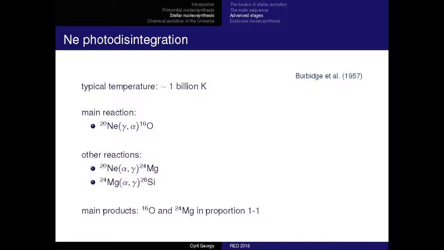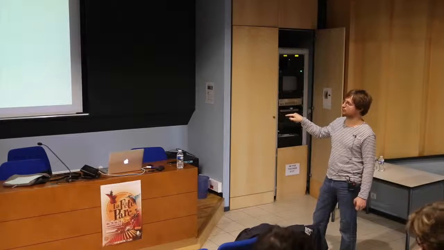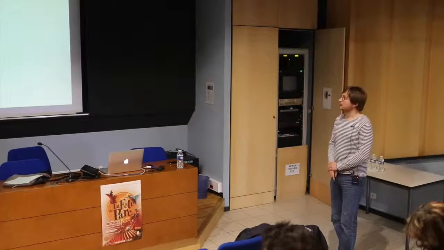So when you have produced your neon 20, the next phase of the main burning phase that occurs after carbon burning is neon photodisintegration, which occurs at a temperature around 1 billion Kelvin. The main reaction here is the photodisintegration of neon 20, which absorbs a photon and releases an alpha particle to produce oxygen 16 again.